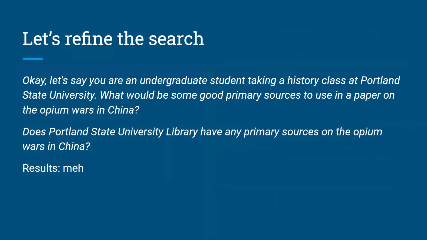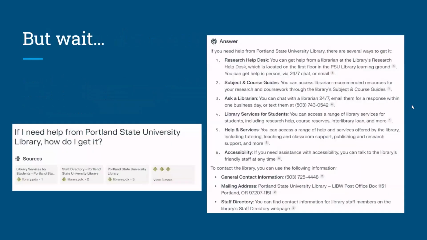I mean, not surprisingly, it's not looking at our databases and knowing what's in those databases. It wasn't searching the catalog, right? It's searching web pages. So that didn't do much. But then I decided to ask, well, if I needed help from Portland State University, how would I get it? And I was very impressed by this answer.